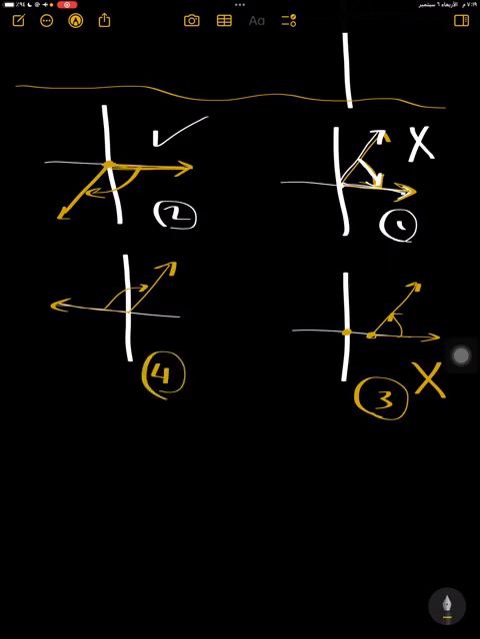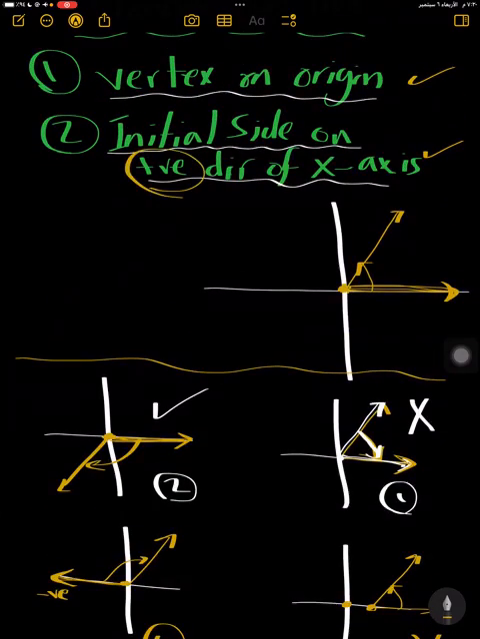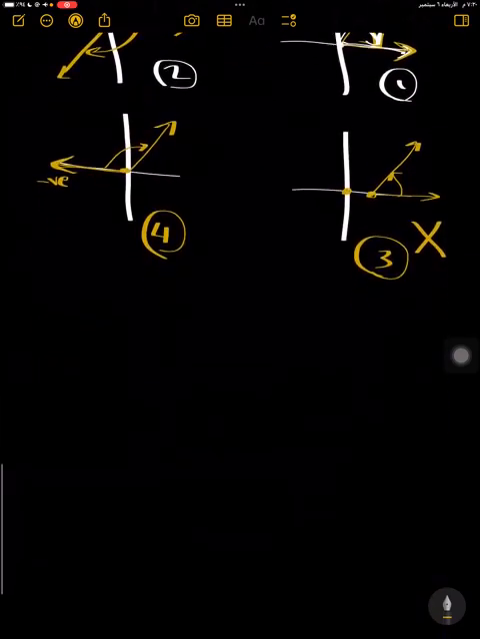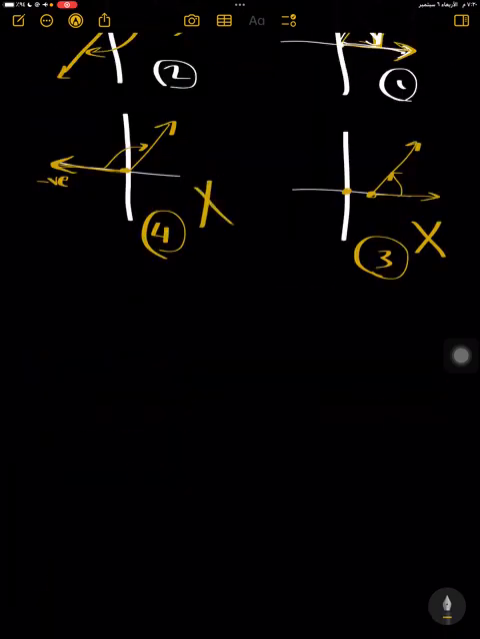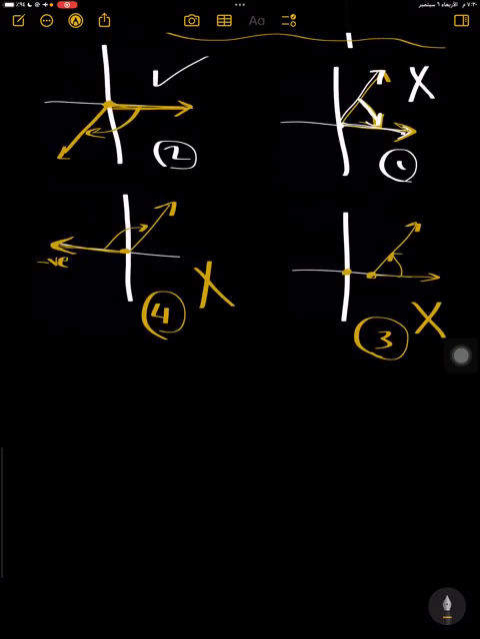The fourth figure. The first condition is satisfied. Look, the vertex is on the origin point, but the second condition is not satisfied. Look at the initial side on the negative direction of the x-axis. The second condition says that the initial side must be on the positive direction of the x-axis, not the negative direction. So the second condition is not satisfied, and this directed angle is not in standard position. Okay.